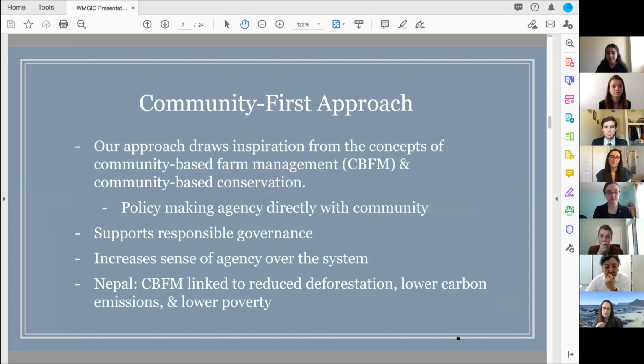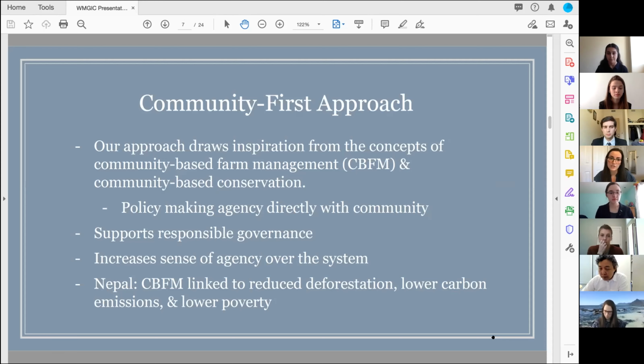To start off on our first initiative, we first wanted to lay out the strategy that we took to reach the policy idea that we chose. So we chose a community-first approach, which draws inspiration from the pre-existing concept and program of community-based farm management and community-based conservation schemes, which have been in place in Indonesia since about 2001, and is essentially a collaborative model between government, corporations, NGOs, and local communities to make decisions surrounding land management, deforestation, and palm oil production.